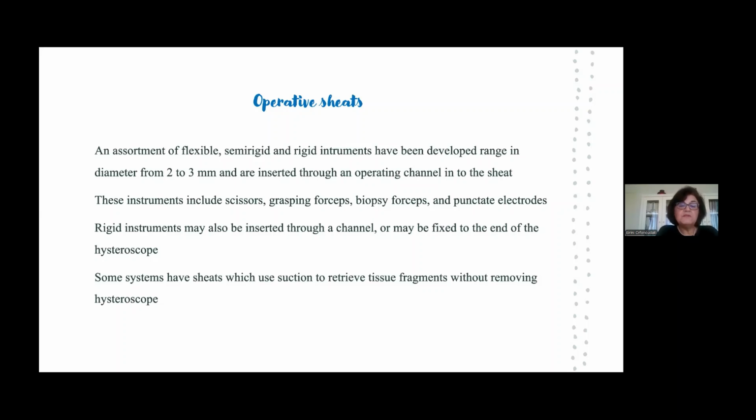These instruments include scissors, grasping forceps, biopsy forceps, and punctate electrodes. Rigid instruments may also be inserted through a channel or may be fixed to the end of the hysteroscope. Some systems have sheaths which use suction to retrieve tissue fragments without removing the hysteroscope.